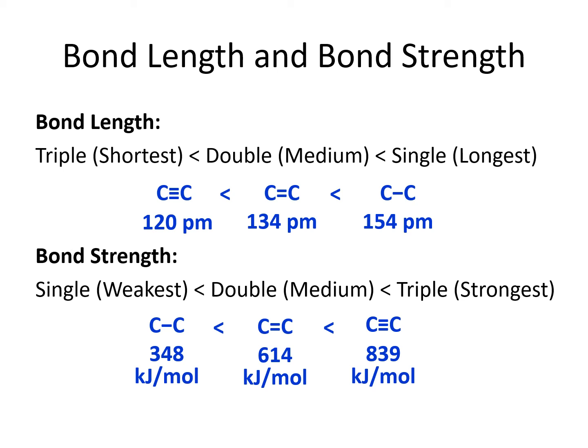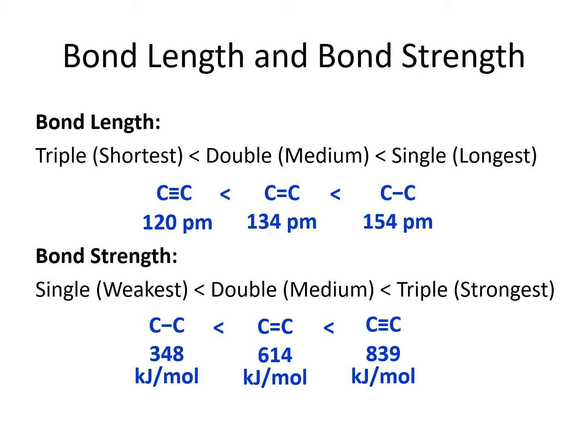Triple bonds are like 3 rubber bands working together. They will be the shortest and strongest of all the types of bonds. For example, if we compare carbon-carbon bonds, the triple bond is the shortest at 120 picometers, the double bond is longer at 134 picometers, and the single bond is the longest at 154 picometers.